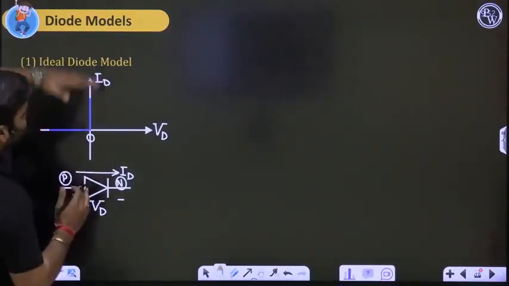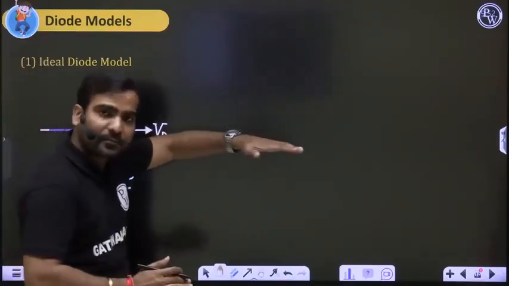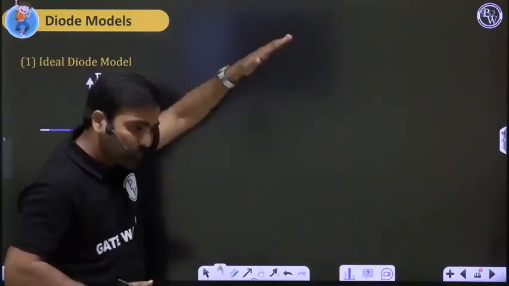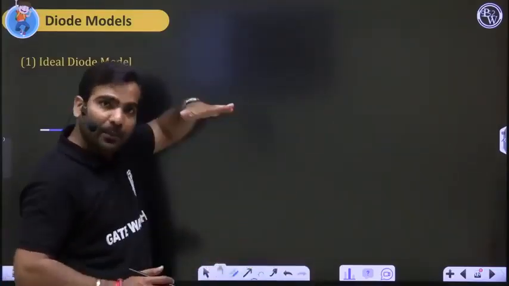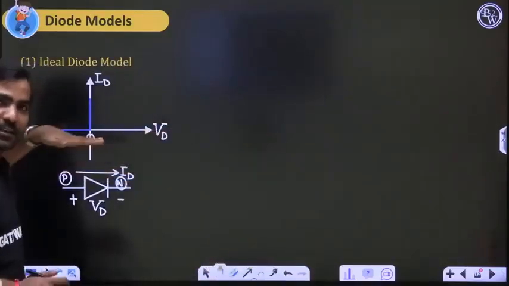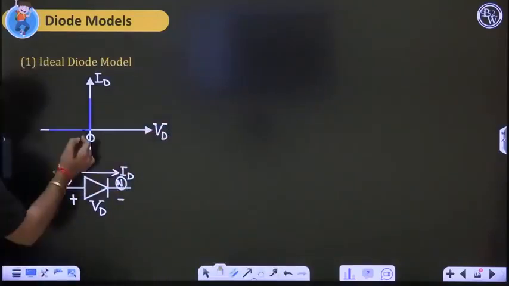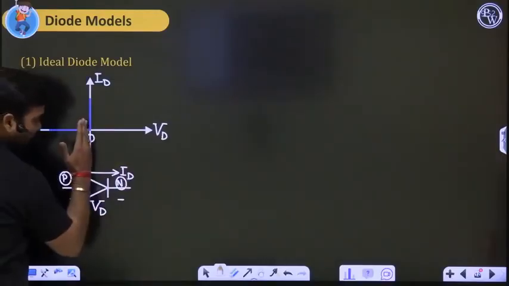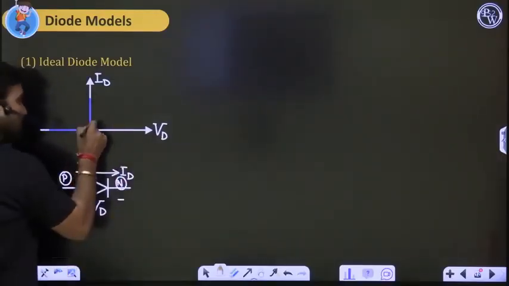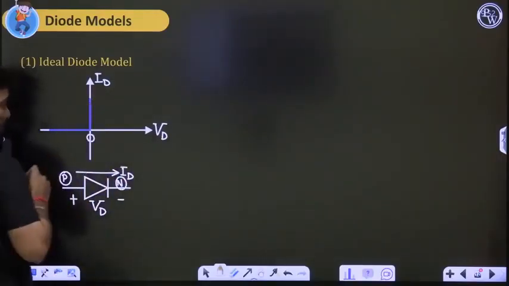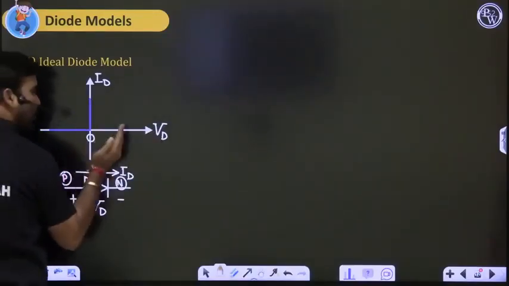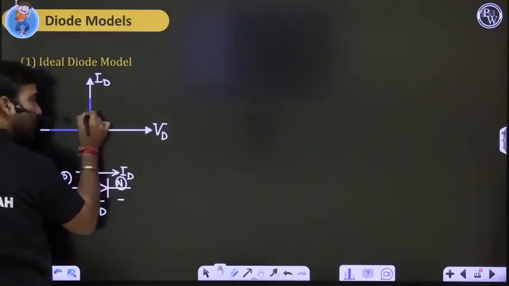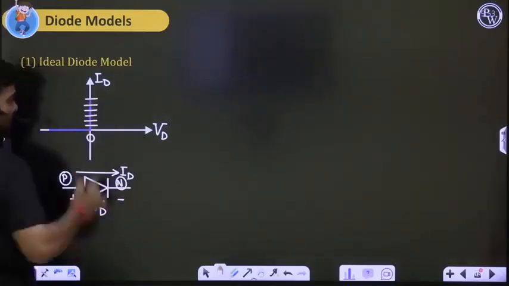On the vertical axis for current, if we are above the origin, current is positive. If we are below the origin, current is negative. And if we are just on the origin line, current is 0 only. So current is 0 when VD is less than 0. But when VD is just 0 plus, we see a sharp transition. Sharp transition means when VD is just 0 plus, current can take any value: 1 milliampere, 2 milliampere, 3, 4, 5, 6 milliampere.